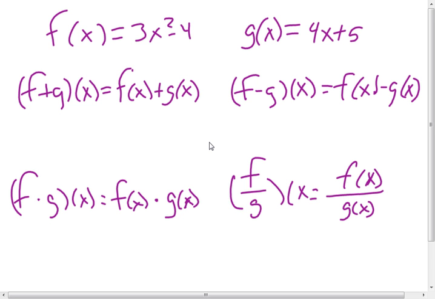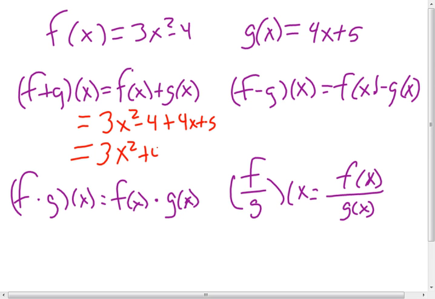So following that, we'll take the first one on the left, (f + g)(x), and so that equals f of x plus g of x. So we just simply rewrite what we have at the top, 3x squared minus 4 plus 4x plus 5. If you have anything you can combine, you want to simplify, the answer is going to be 3x squared plus 4x plus 1.